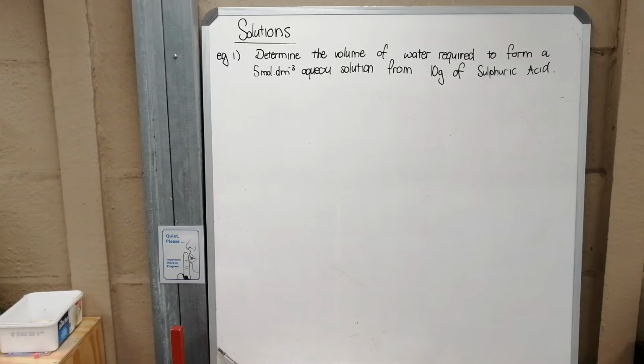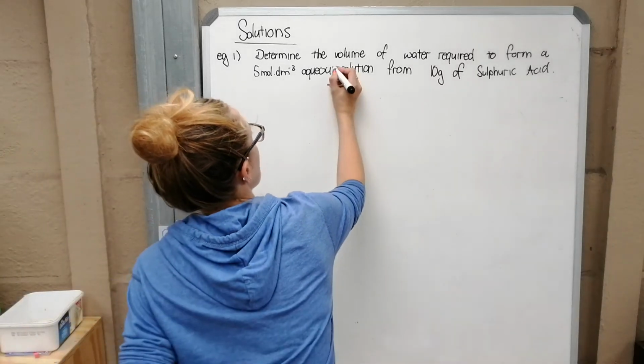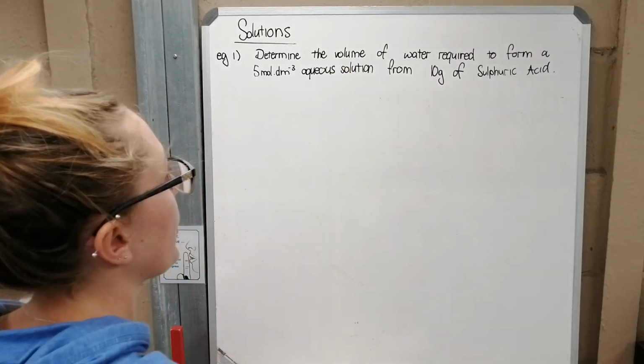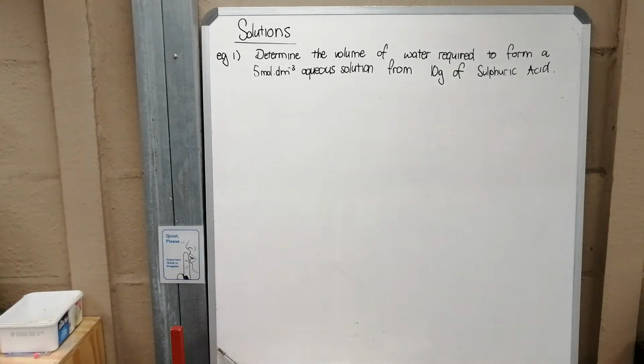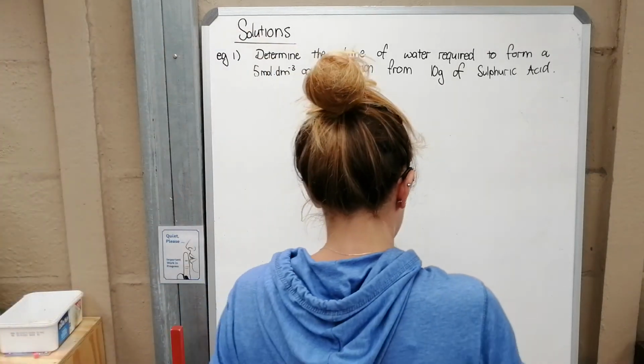Okay guys, so there's our first example. We need to determine the volume of water required to form a 5 mole per dm cubed aqueous solution from 10 grams of sulfuric acid. Okay, so let's unpack the question firstly.